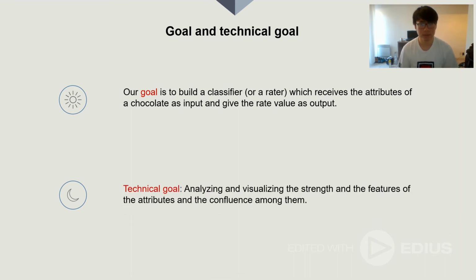And our technical goal is to process and integrate existing datasets and to analyze and visualize the attribute strengths and features and the confluence among them. We will use the R language to perform multi-level analysis of more than 1,800 individual cases in the dataset, including the average value, variance, the relationship between 2 attributes and between multiple attributes, and finally produce a visual result.